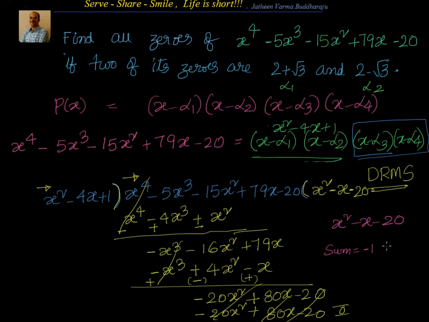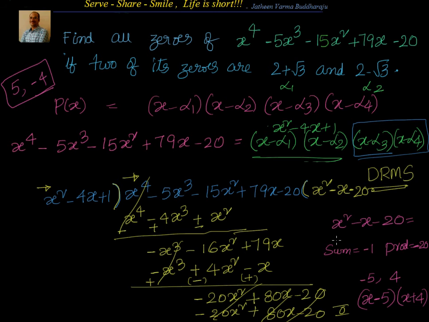Here my sum is minus 1 and the product is minus 20. So I need to find out two numbers such that their subtraction is 1 and the product is 20. I'll go for minus 5 comma 4, which is nothing but x minus 5 into x plus 4 is equal to x square minus x minus 20. So by that you can say the other zeros are 5 comma minus 4.